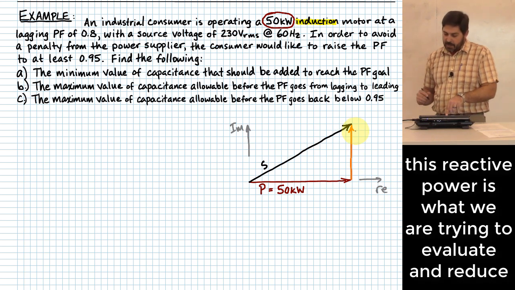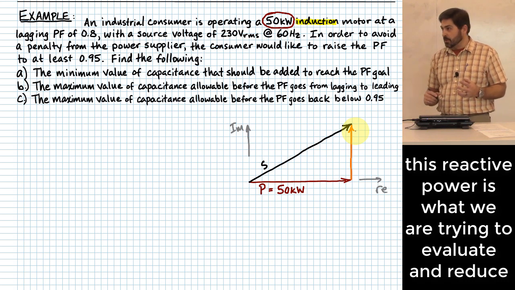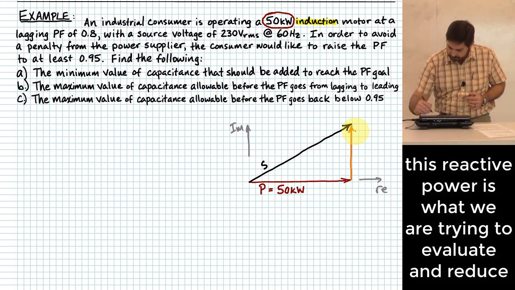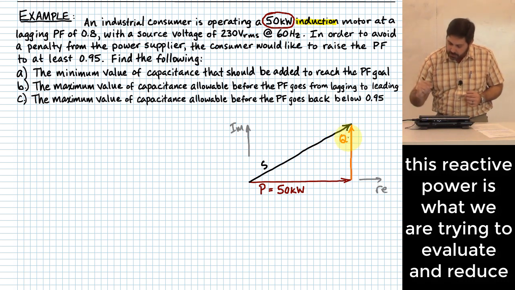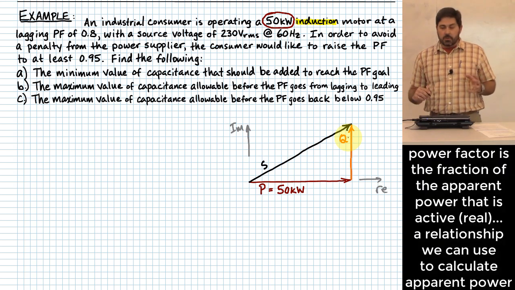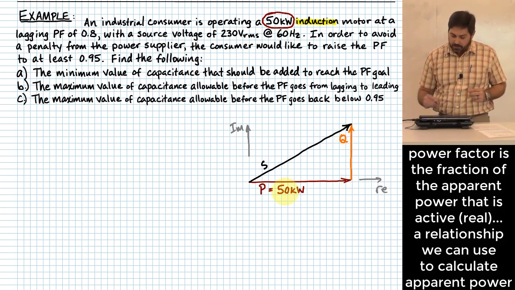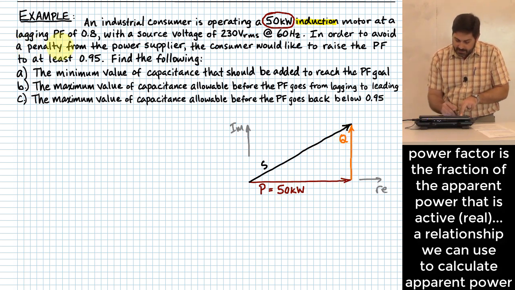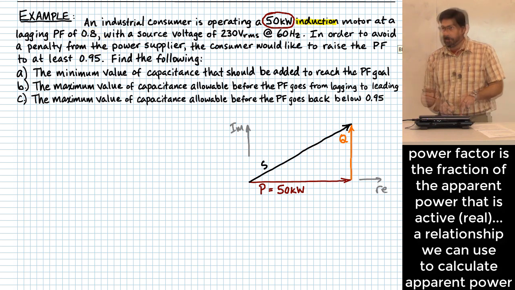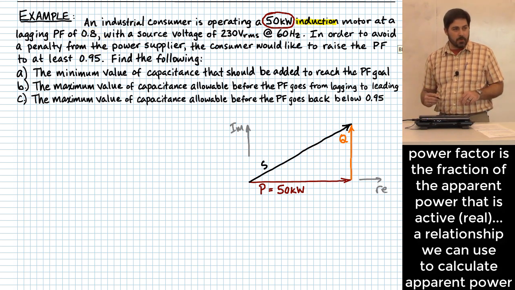And that reactive power that I'm showing right there is my Q value that is part of what I need to find out. So let me just label that Q. So here's a question I've got for you. Is there anything else that I can label on this little triangle based on knowing that it has a lagging power factor of 0.8?